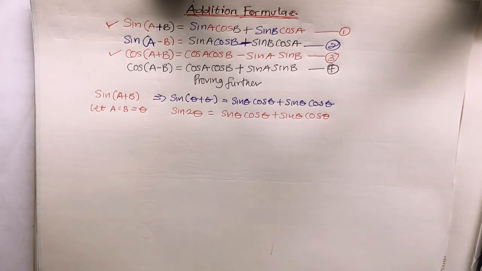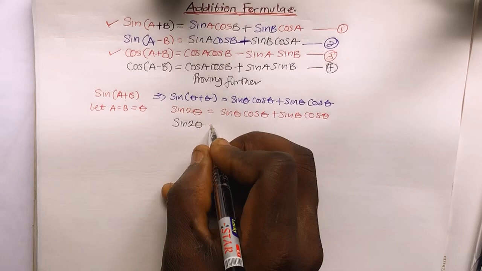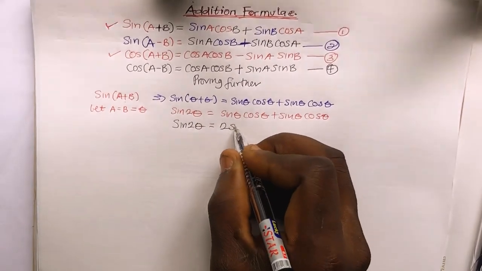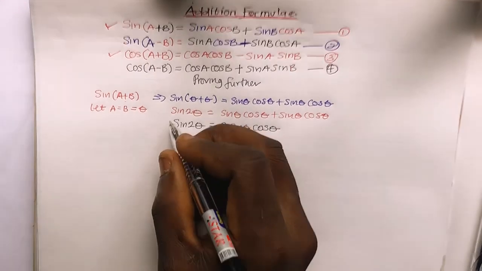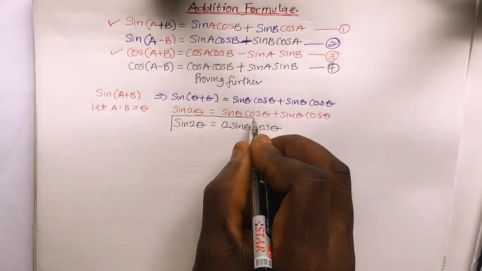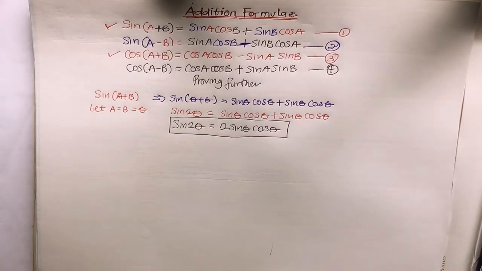So in this case, what we are going to have here is sine 2 theta, which is also the same thing as writing 2 sine theta cos theta. This is the first formula under the addition formula. This is the first identity: sine 2 theta equals 2 sine theta cos theta. Then let's move to the third equation here.